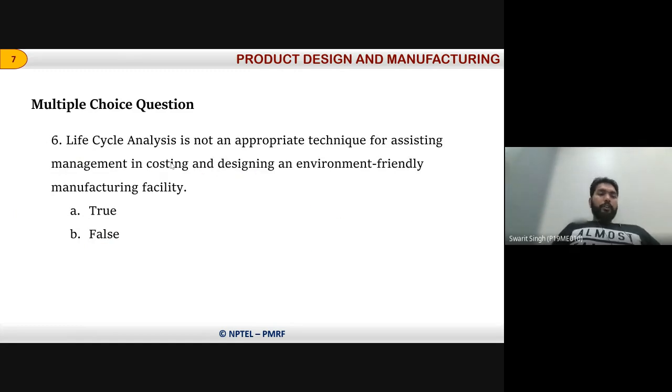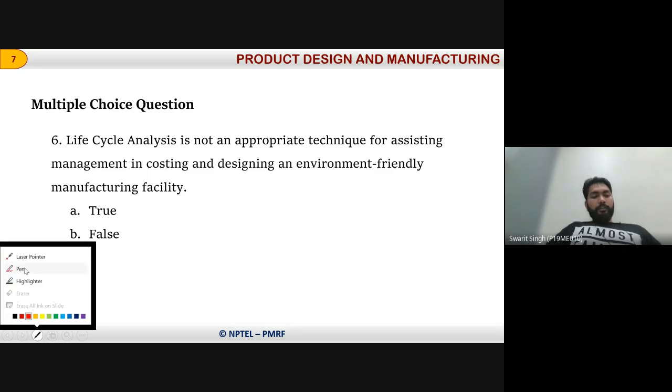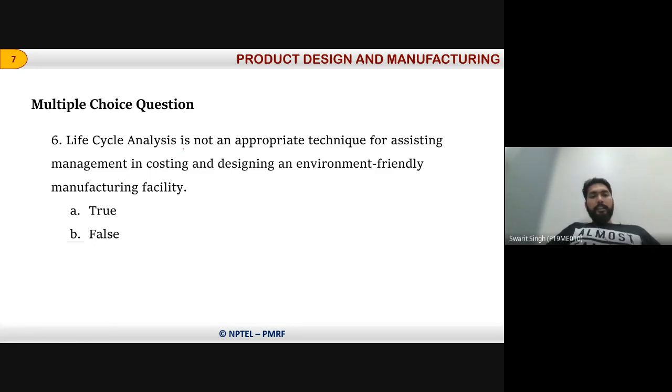Now, question number 6 is on your screen. It is a true false type question. It says life cycle analysis is not an appropriate technique for assisting management in costing and designing an environment friendly manufacturing facility. So life cycle analysis is not an appropriate technique. The statement is itself a negative statement.